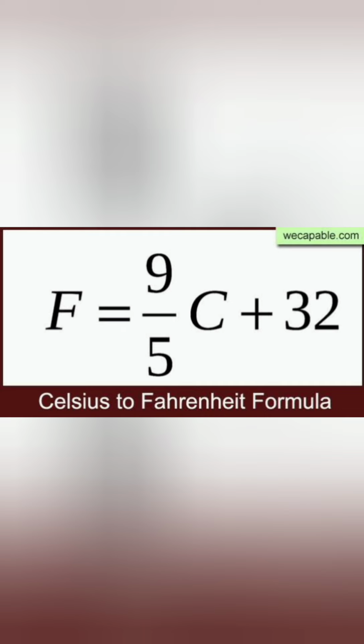Now let us see the relationship between the temperature scales. The first one is the conversion between Celsius and Fahrenheit scales. To convert a temperature reading from Celsius to Fahrenheit, we use the formula F = 9/5 C + 32, where F and C are the temperatures in degrees Fahrenheit and degrees Celsius respectively.